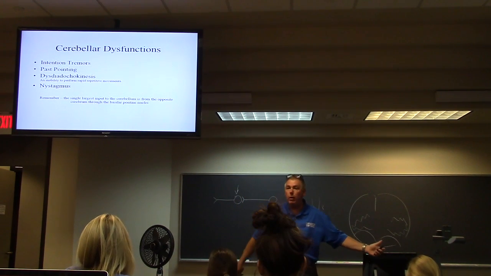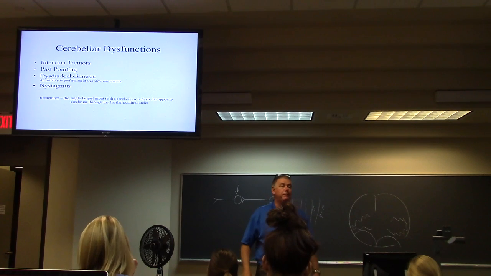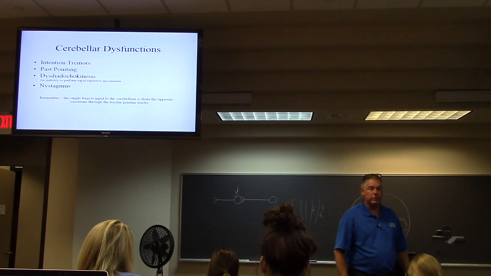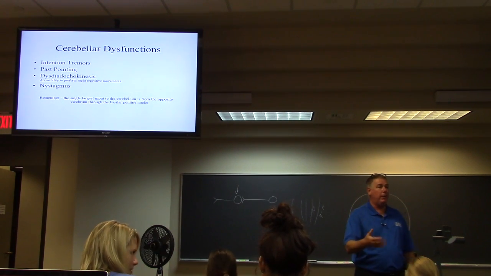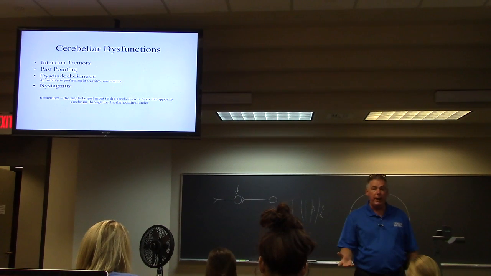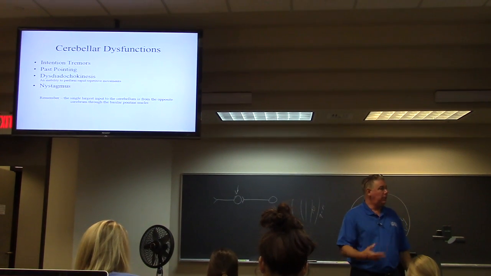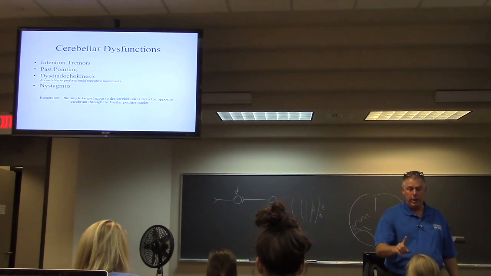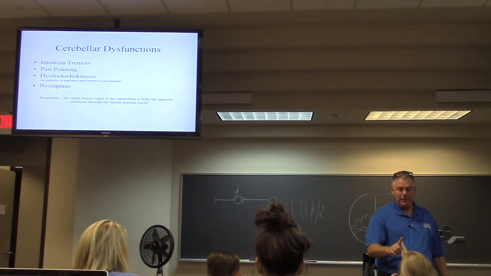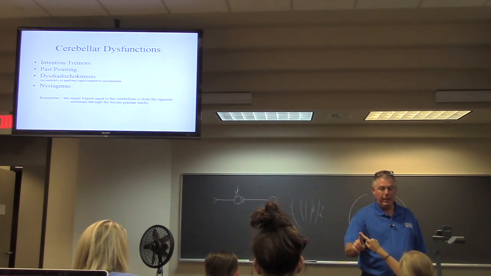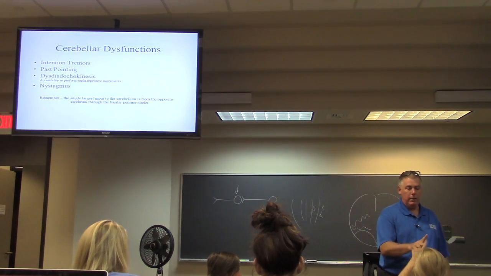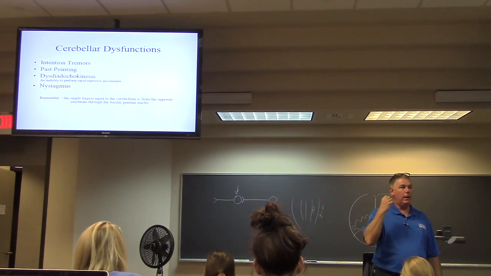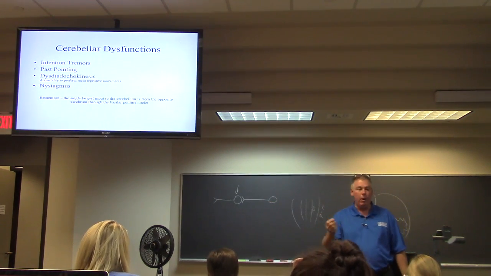What happens when it doesn't work? We talked about intention tremors the other day. On the physical exam, you're going to learn past pointing. In order to test cerebellar function, basically all you have to do is put the body in motion. One of the best ways to do it is, Kayla, would you touch my finger with your finger? Now touch your nose. Back and forth. Back and forth. Now do it with the other hand. To do that, you have to have a well-functioning cerebellum.